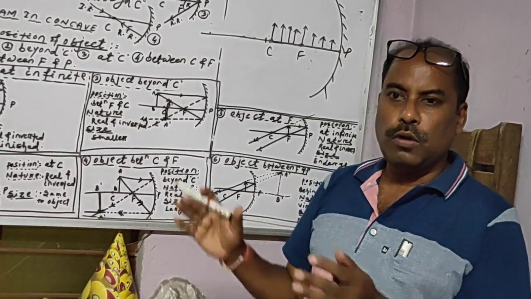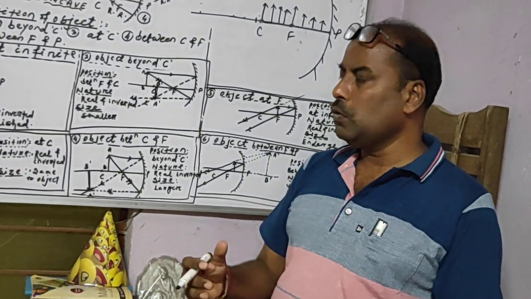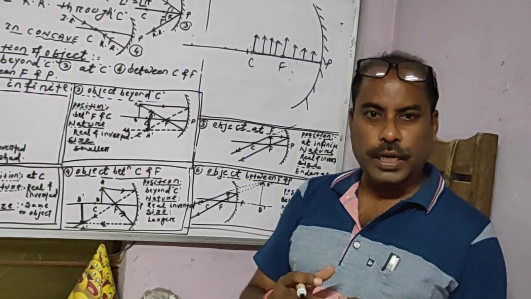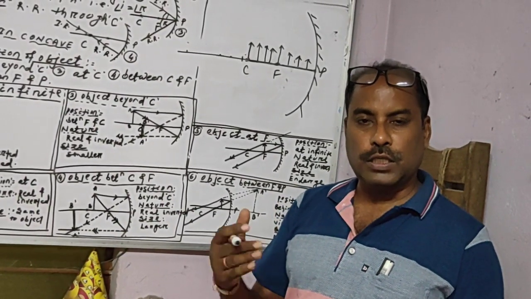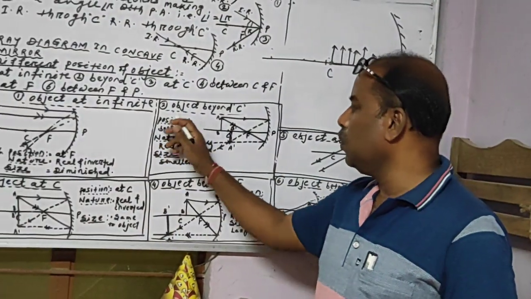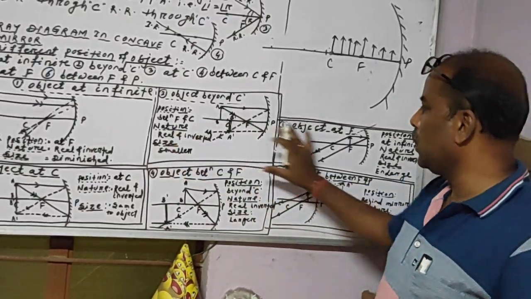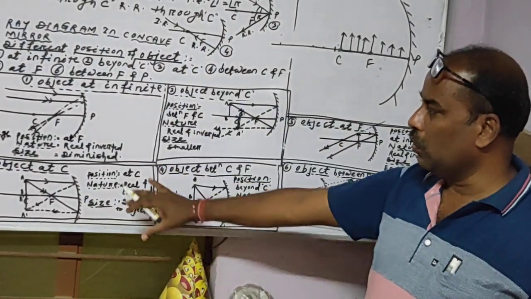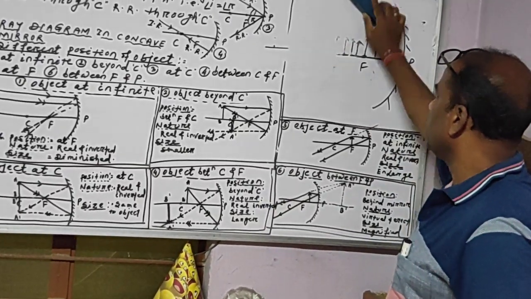We have to put the object in front of the mirror and learn how to draw the ray diagram to get what type of image, where the image is and what the size of the image is. Let us count: 1, 2, 3, 4, 5, 6. Here all the 6 ray diagrams are there. We have to go through them. I will explain one by one.